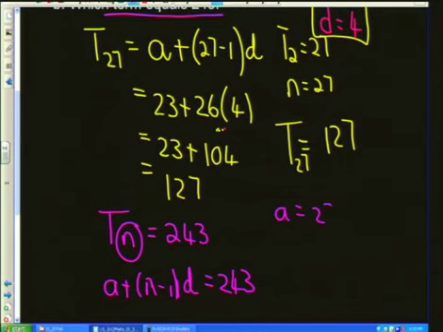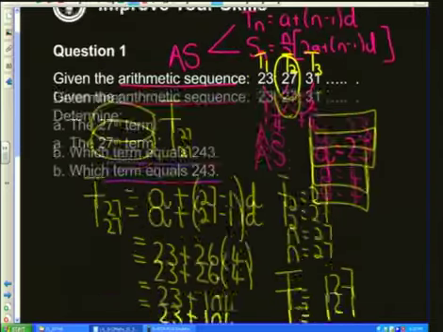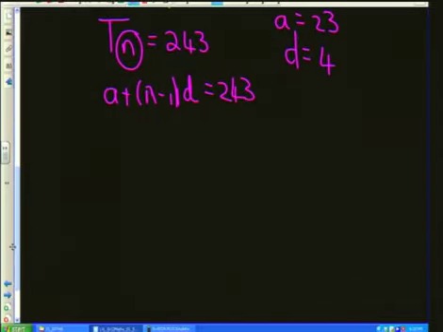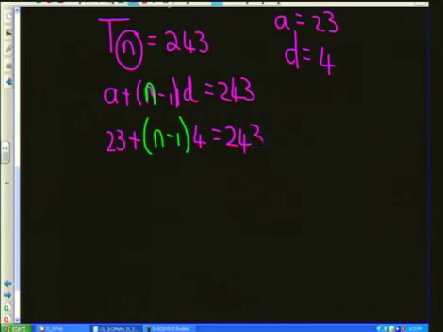A was 23, and the difference was 4. So we know that information. What we don't know this time is what the nth term is. So we can say 23 plus, and as I've said to you, the unknown is this bit. So we can go open brackets n minus 1 times the difference, which is going to be 4, equals 243. Right, now, all we've got to do is solve this.